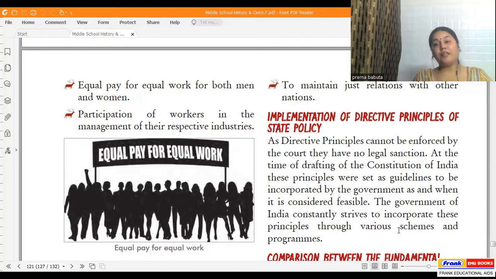Because what is the aim? The aim is to establish a welfare state. So there are a lot of schemes that are given by the government, a lot of programs that the government initiates so that these directive principles are also used and the main objective of the welfare state is also met.